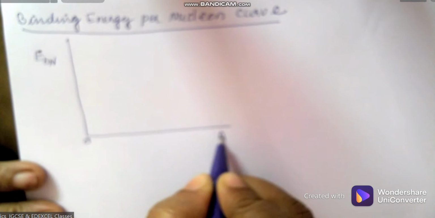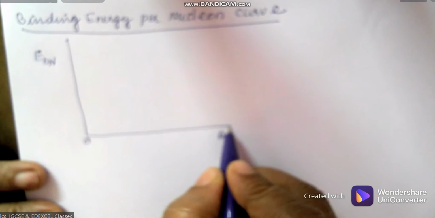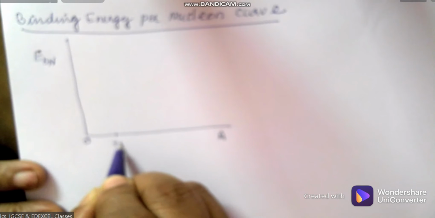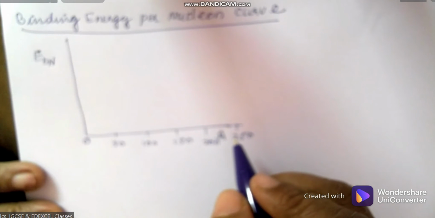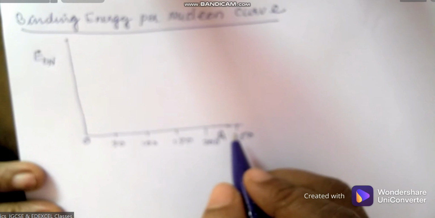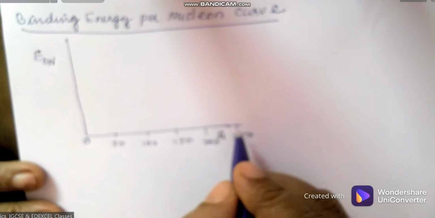See, look here, in this one, mass numbers from 0 to 250 are marked. So this may be 50, this may be 100, 150, 200, 250. The highest ones will be much bigger than that, but common elements are included in this. And here we have EBN, and it starts from 0, say 2, 4, 6, 8, 10. Up to 10 only.